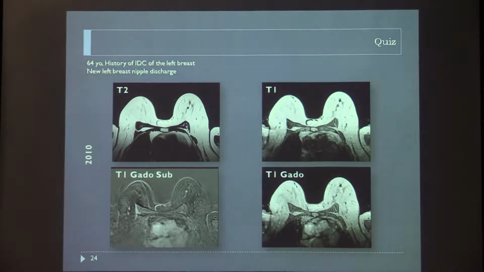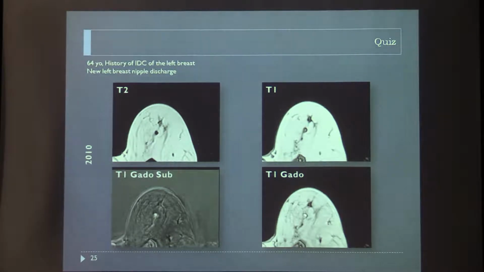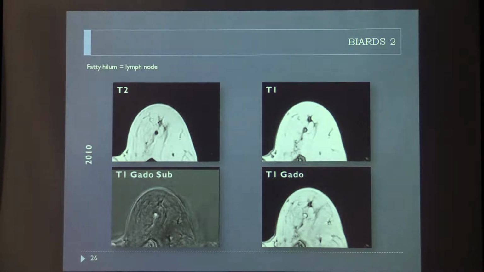What do you think about this patient? This is a 64-year-old patient. She had a history of IDC of the left breast, and she presents with a new left nipple discharge. So this is the image a little bit larger. What do you think? No pitfall. If you look at the T1 sequence, there is a fatty hilum. This is a bright signal. So I said it was a lymph node, so see you in 1 year to the patient. It wasn't a good idea, actually. It wasn't a good idea.